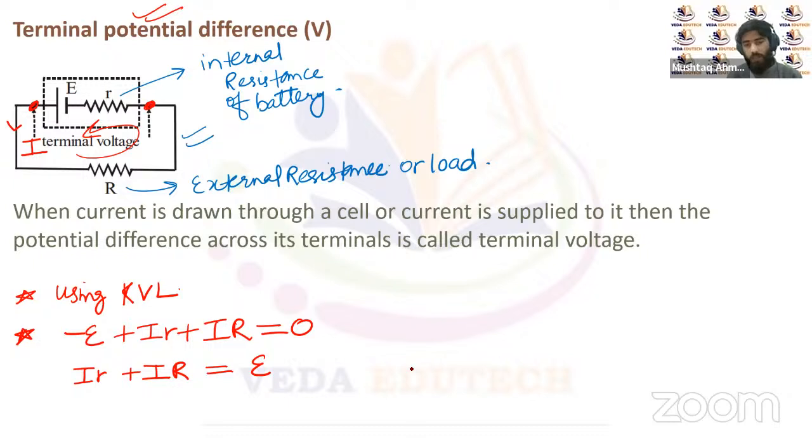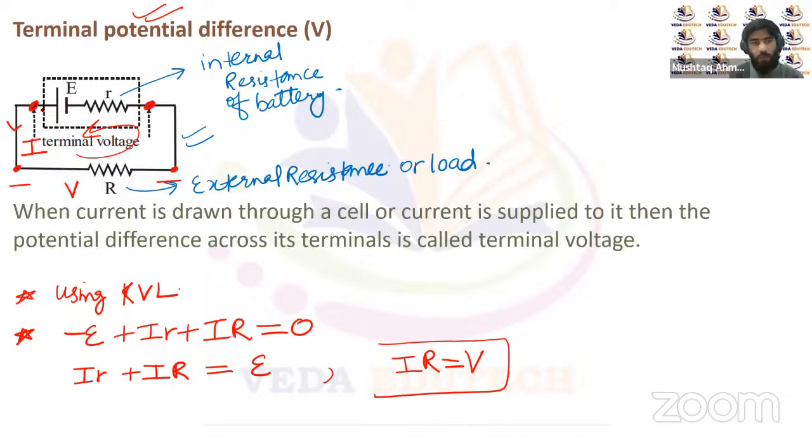Now this I into R, what is this? This is the potential difference across the ends of this resistor, this load R. That's equal to V. And the same is the potential difference across the two ends of this battery. It means that this V is the terminal voltage, what we call the terminal voltage. So we can just replace this IR with V. So the terminal voltage V is E minus Ir.